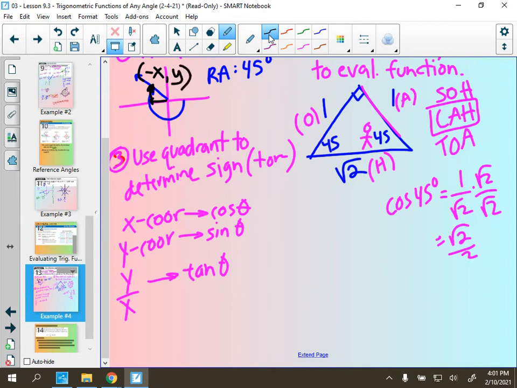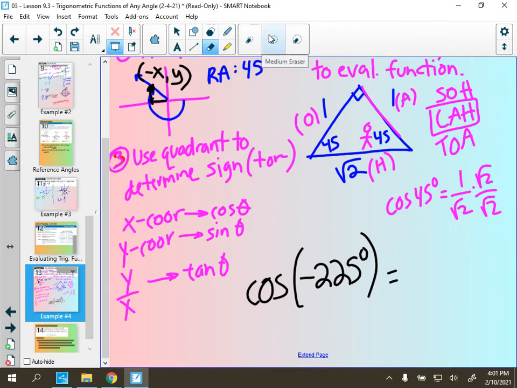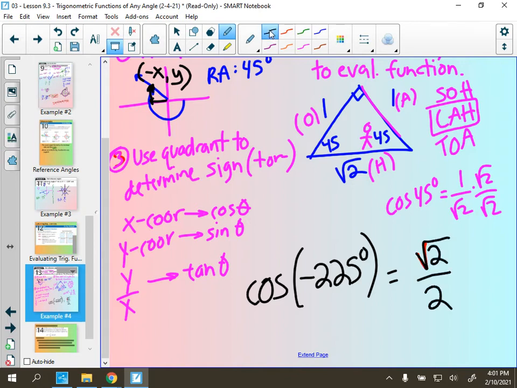Okay. So I'm ready to write and circle my final answer. I think I remember it was asking us for the cosine of negative 225 degrees. Well, we just said, I could almost circle it here. I'll clear this. I'm just going to write it in black though. The square root of 2 over 2.